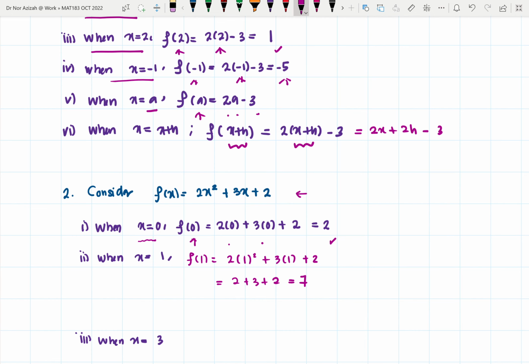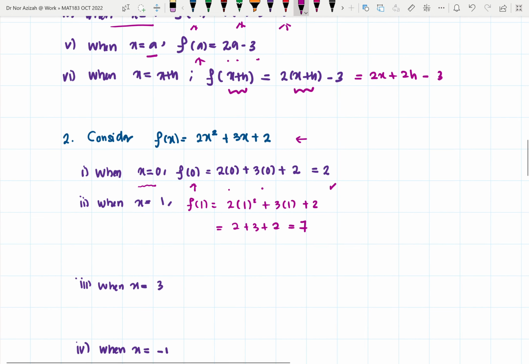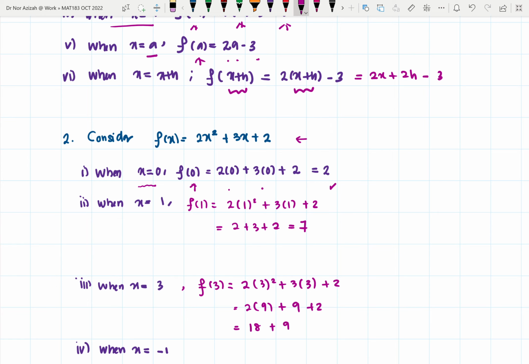When x equals 3, just replace x by 3. So 2 times 3 to the power of 2 plus 3 times 3 plus 2. 3 to the power of 2 is 9, so plus 9 plus 2. 2 times 9 is 18, so 18 plus 9 plus 2. The answer here is 29, right?